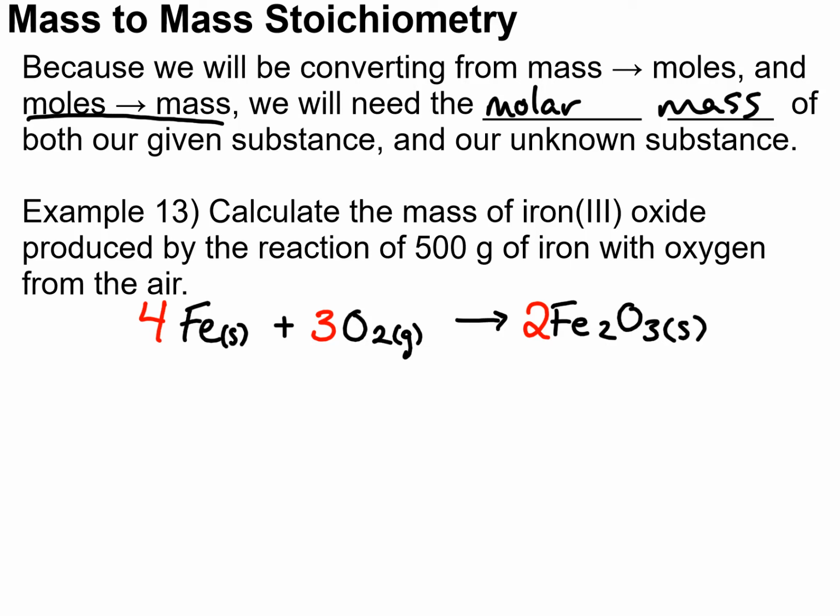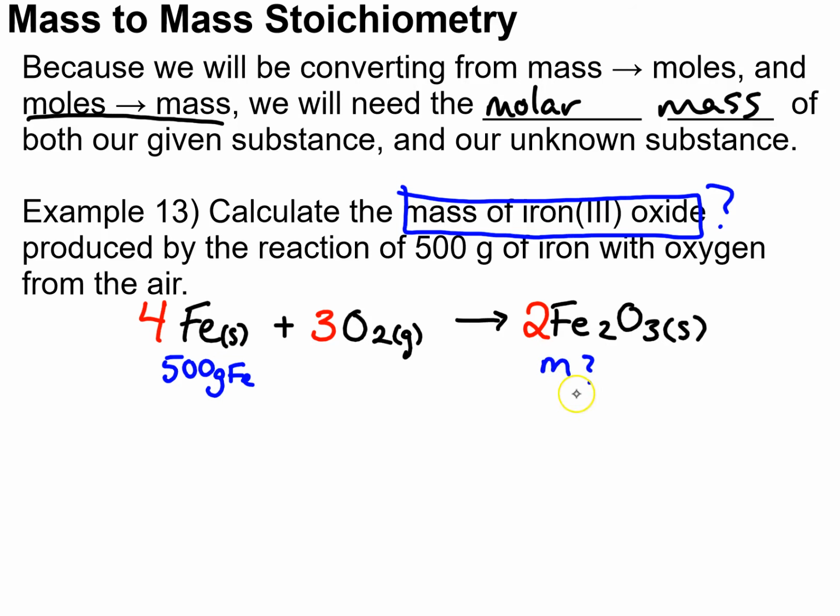Now what we want to do is list all of the information that we can possibly have about these compounds. We know that we want to calculate the mass of iron 3 oxide. That's what we're looking for. This mass of iron 3 oxide is a big old question mark. So we're looking for the mass in grams. It's going to be produced by the reaction of 500 grams of iron with oxygen from the air. So we know that we're going to have 500 grams of Fe. We're always labeling our values. So this is grams of iron. We don't know the mass in grams of iron 3 oxide.